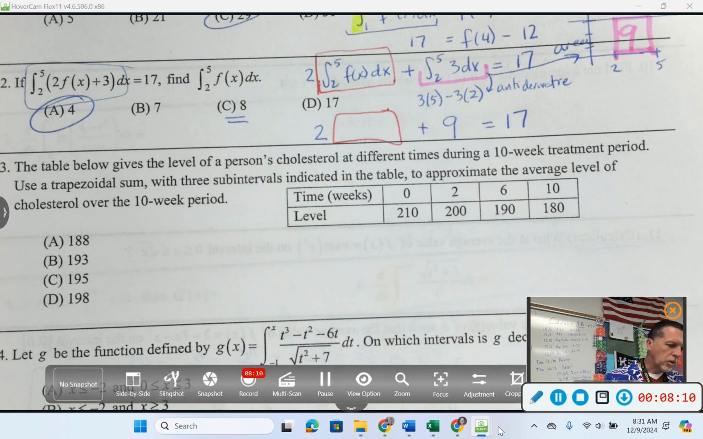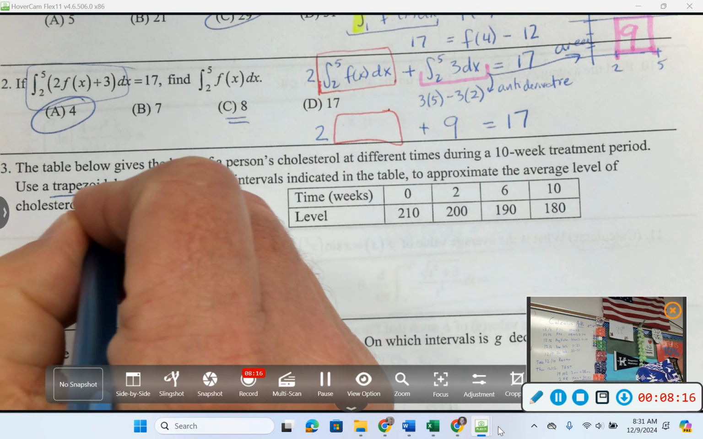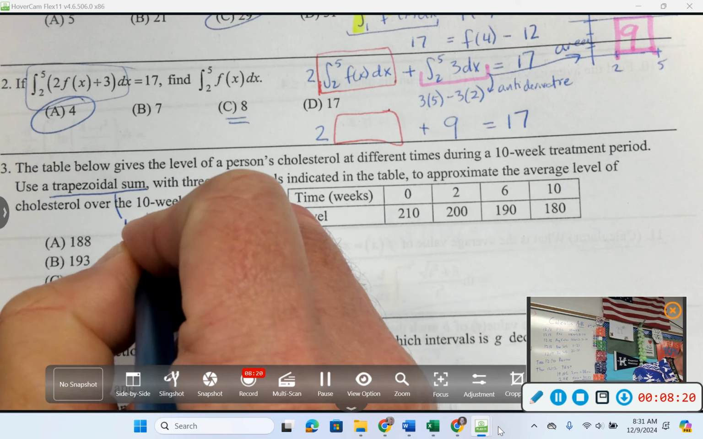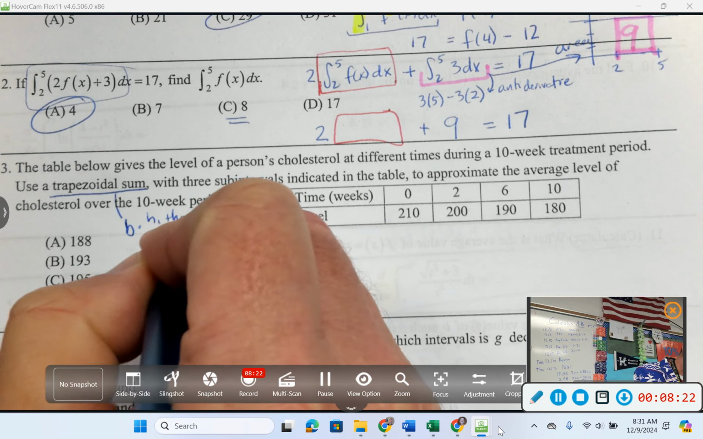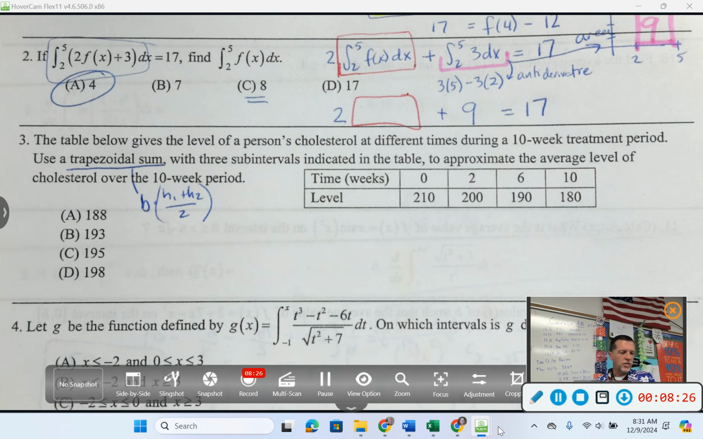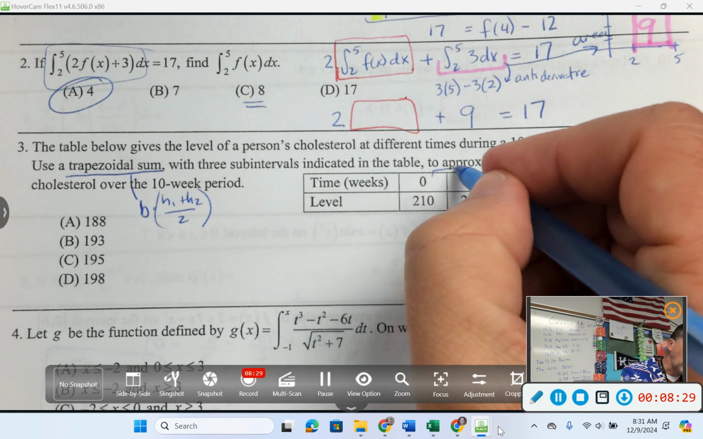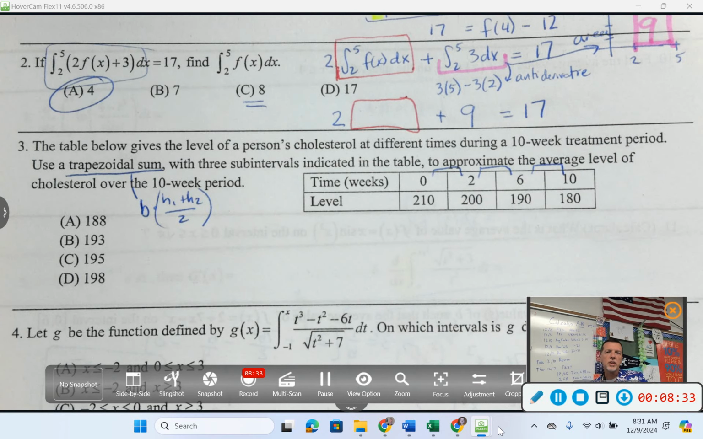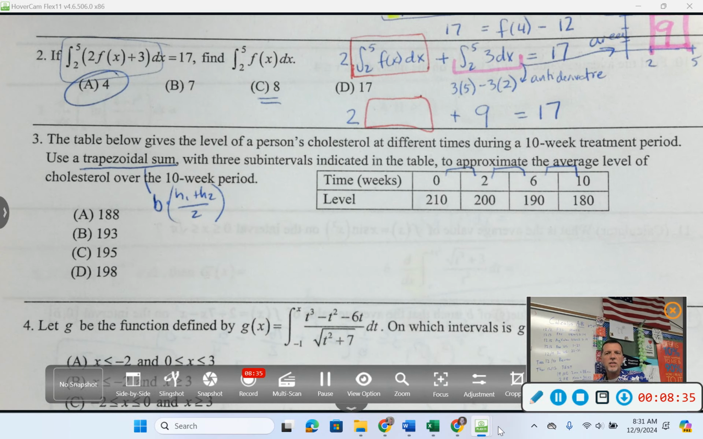Number 3, right? Let's just keep going for a minute here. The table below gives the person's cholesterol at different times during a 10-week treatment period, using a trapezoidal sum. Okay, so that's base times average height with 3 subintervals. That makes sense because I've got 4 data points, which makes 3 intervals. Approximate the average level of cholesterol.